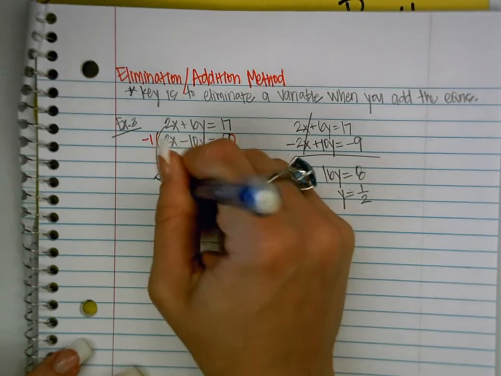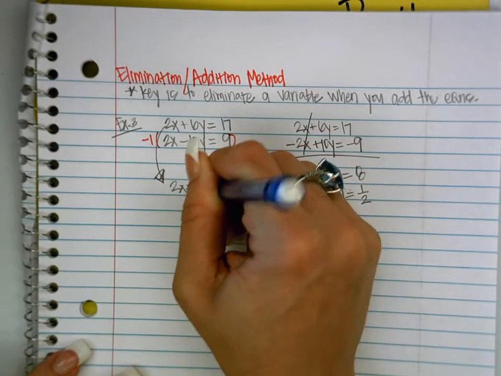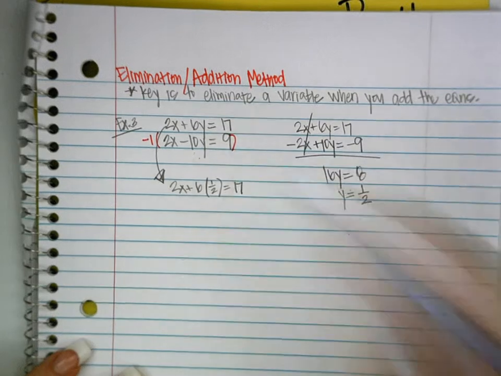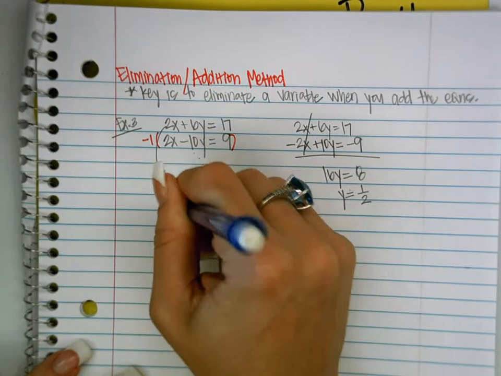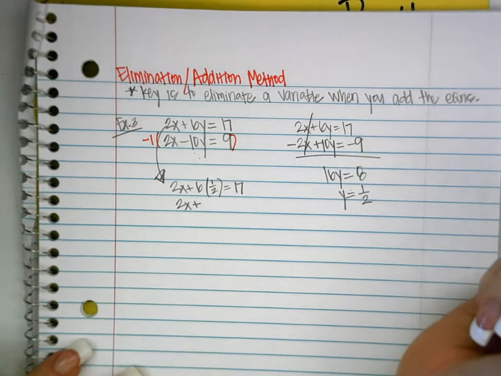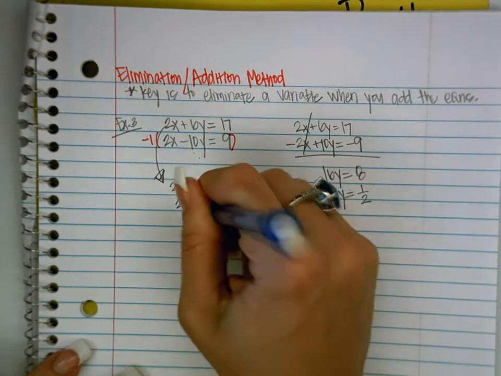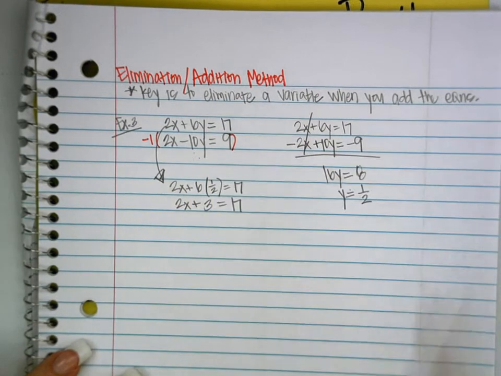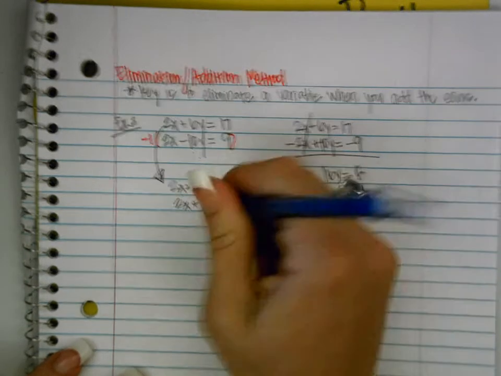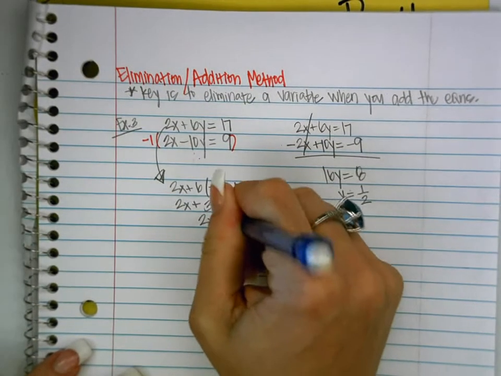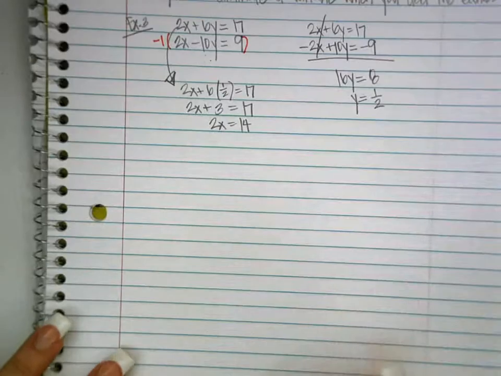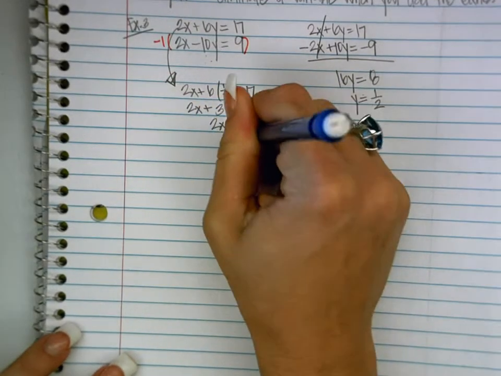So 2x plus 6 times 1/2 equals 17. 2x plus, what's 6 times 1/2? 3, okay? The fractions are going to go away, so they're not going to be that big of an issue for you. If you subtract 3 from both sides, that gives us 2x equals 14. Divide both sides by 2, x equals 7.